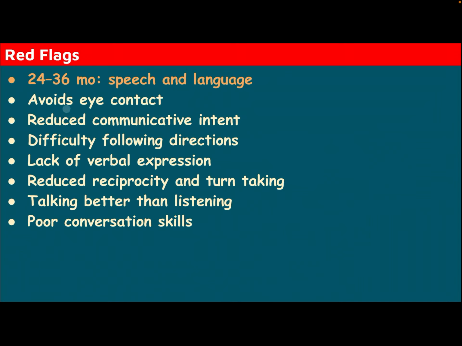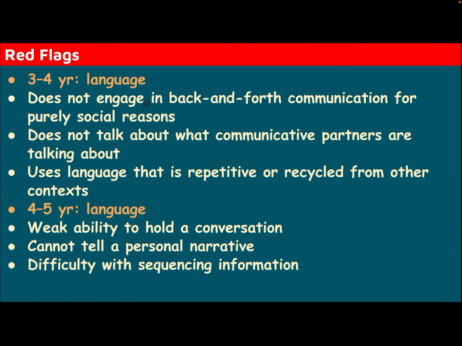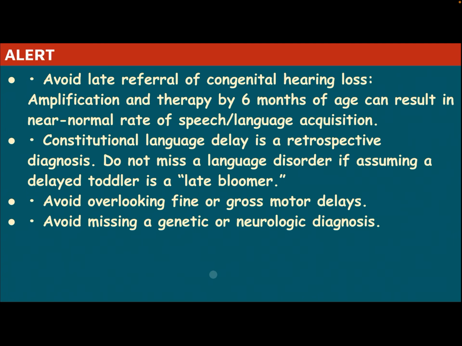Red flags below 3 years: avoids eye contact, reduced communicative intent, difficulty following directions, lack of verbal expression, reduced reciprocity and turn-taking, talking better than listening, poor conversation skills. Below 4 years: does not engage in back-and-forth communication for purely social reasons, does not talk about what communicative partners are talking about, uses language that is repetitive or recycled from other contexts. Below 5 years: weak ability to hold a conversation, cannot tell a personal narrative, difficulty sequencing information.